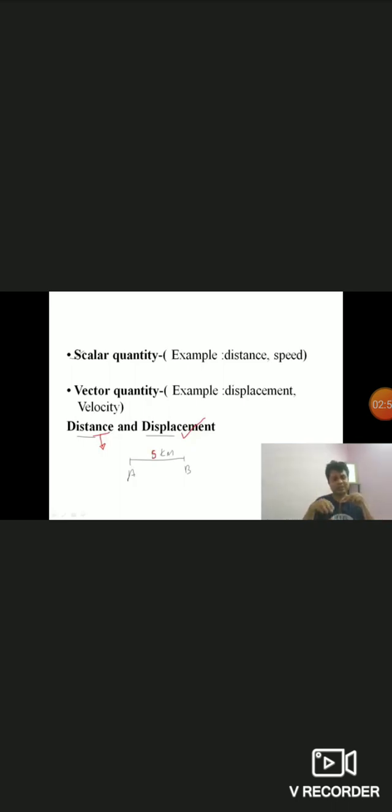And displacement is the shortest length from the initial position to the final position of an object. Displacement is a vector quantity, so it needs magnitude and direction. For example, Ram travels 65 kilometers to the west from his house. This is displacement. Displacement can be zero, negative or positive, but distance is always positive. So we can check the differences between distance and displacement.